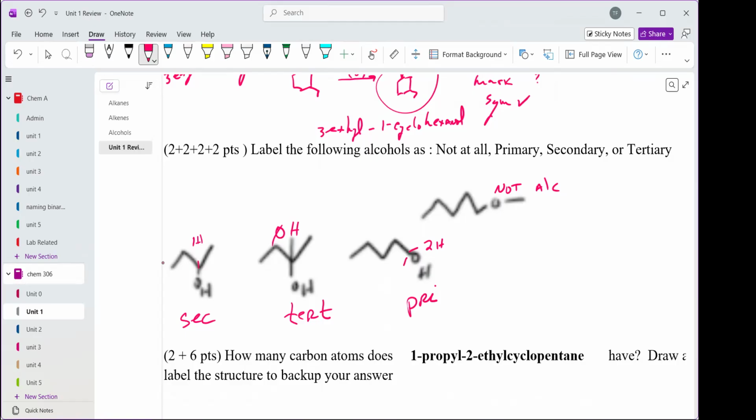Now, it's important to understand how to identify them because that determines when they're oxidized, whether you're going to form an aldehyde, ketone, or nothing. So tertiary alcohols cannot be oxidized because there's no adjacent hydrogen to come off. Secondary has 1, that means it can oxidize once. Primary has 2, so you can oxidize it twice.